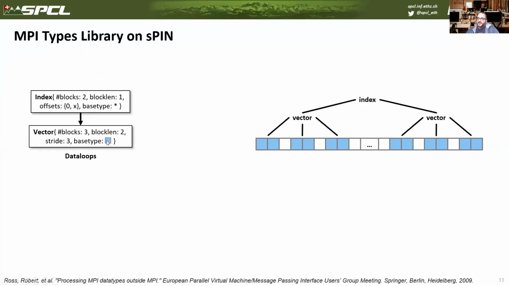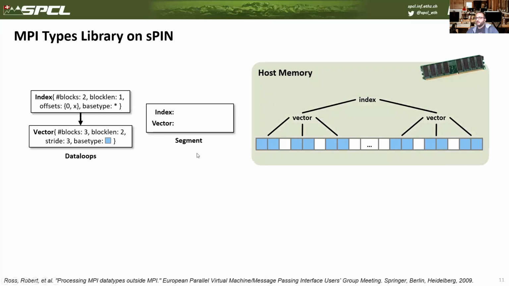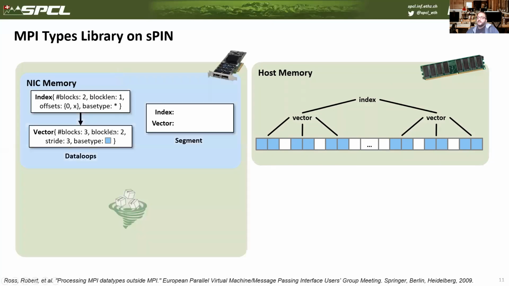And finally, you have the base type that tells you how big each one of these squares is. An additional data structure that this library uses is the segment. The segment stores the current state of the processing of the data type. We will see this in action in a second. The receive buffer has to be on the host because it's used by the application. And these structures here, we need them on the NIC in order to process the data type directly there.